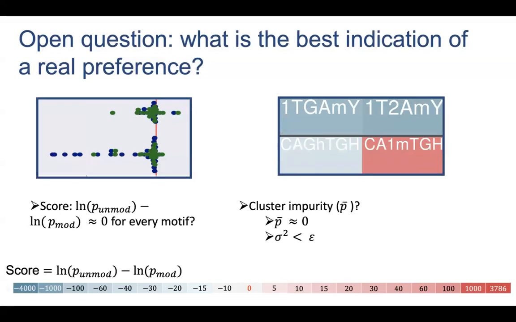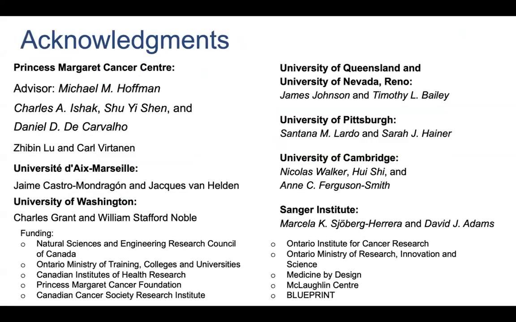Does this have to do with the purity of our clusters? And are there particular metrics that might be really good at measuring this versus others? And could we devise some new metric that allows us to quantify this in a manner that's generalizable across all of our transcription factors?